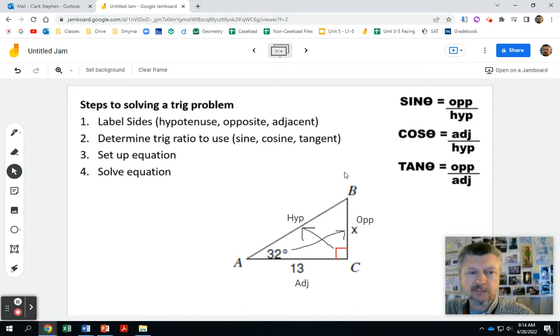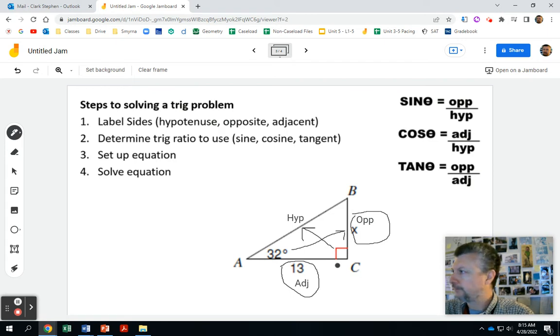Step two, determine the trig ratio to use. We have a number here because we can use the adjacent side. There's no number on the hypotenuse, so we're not using that, and we have the x over here. So we're using the opposite and the adjacent. And if you look over here, tangent uses the opposite and adjacent. So we'll be using tangent.